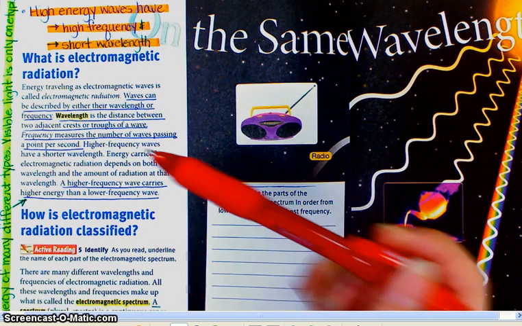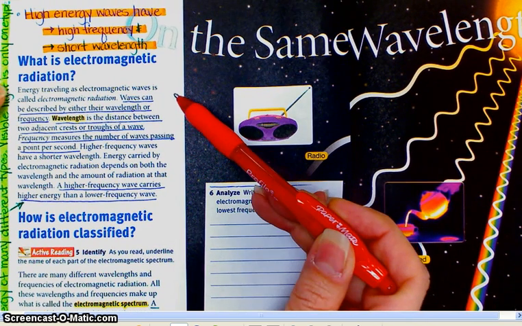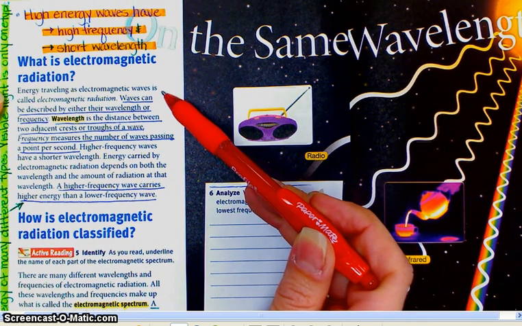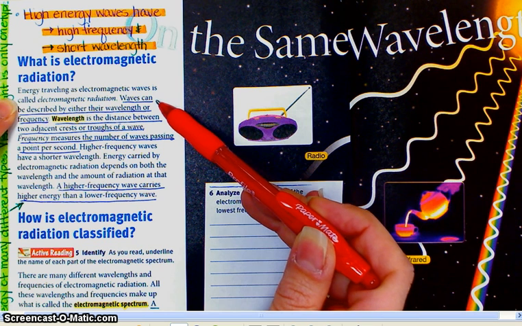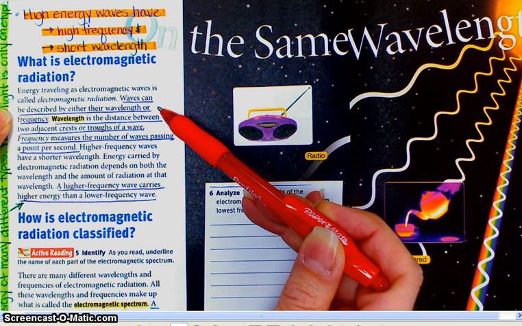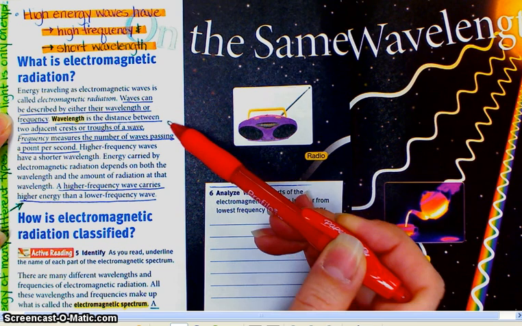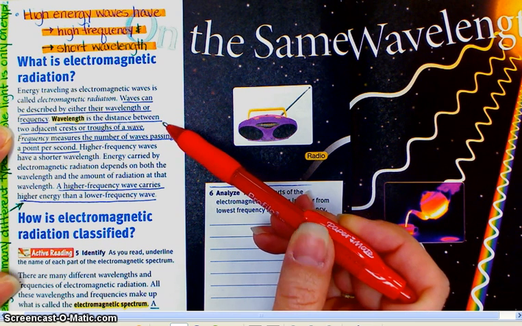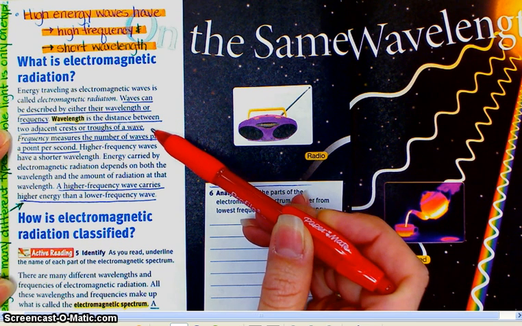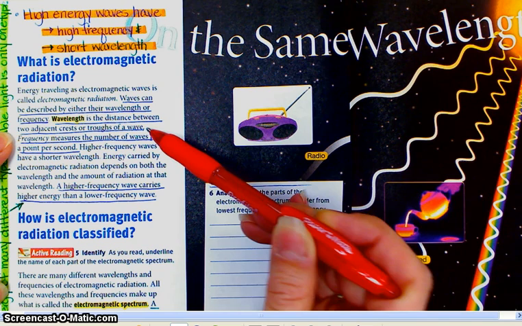Okay, so let's go through the notes. Energy traveling as electromagnetic waves is called electromagnetic radiation. Waves or radiation can be described by either their frequency or their wavelength. Wavelength is the distance between two adjacent crests, high points, or two adjacent troughs of a wave. A trough would be a low point.